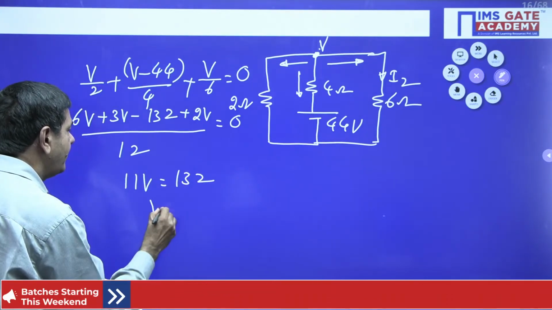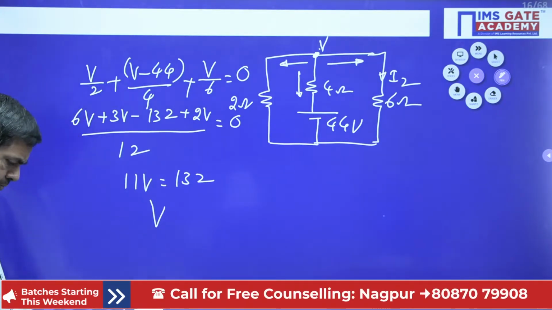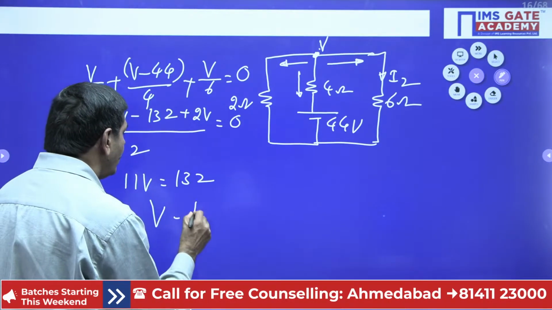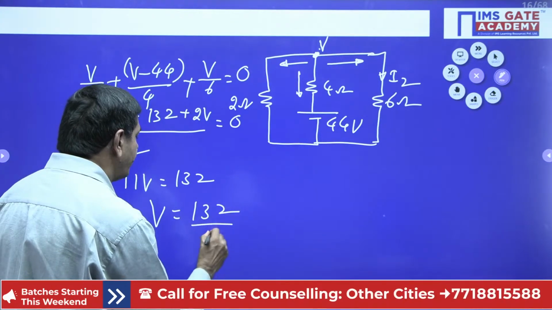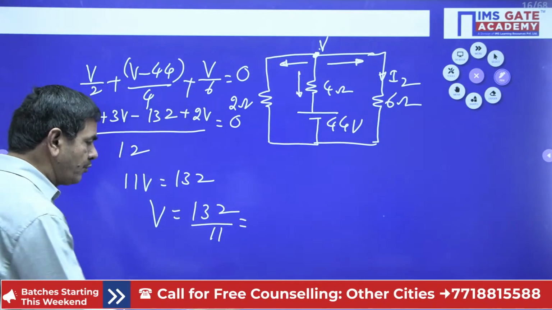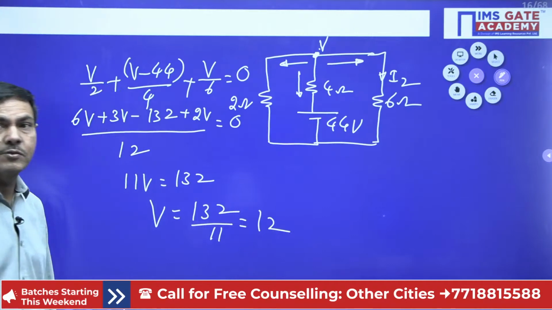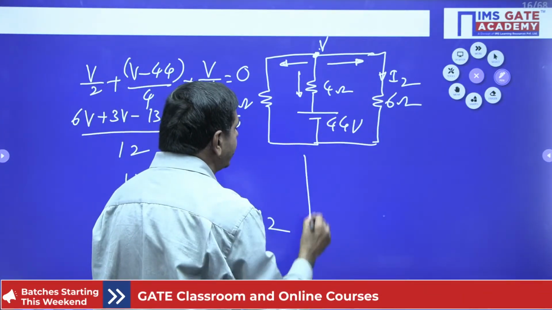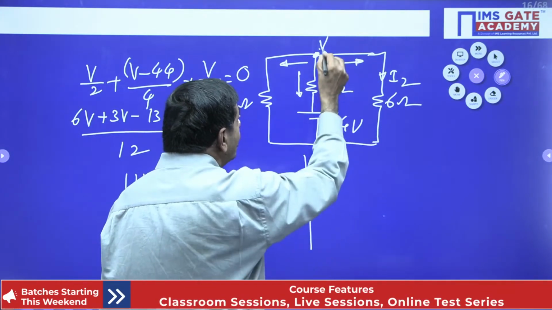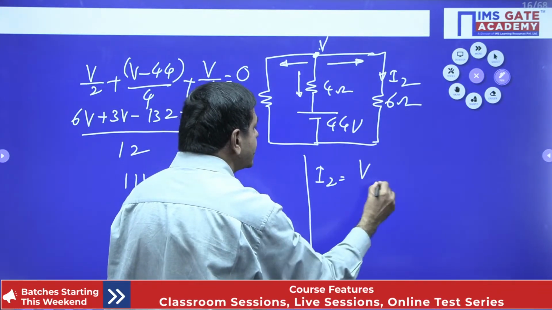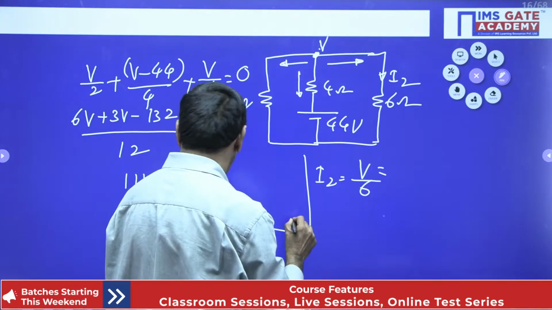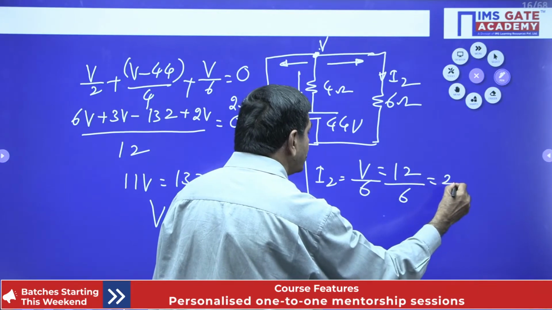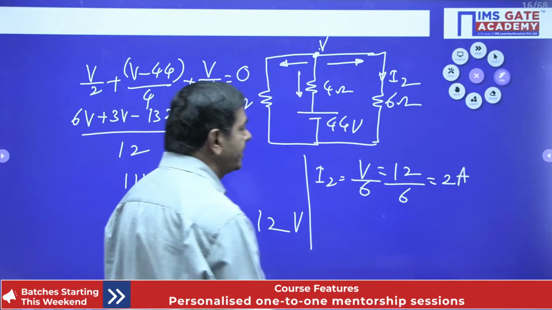Finally, we can calculate the V value: 132 by 11. If you use a calculator, its value comes as 12. Once we get the voltage V, you can find the I2 value. I2 equals voltage by resistance, V by 6. V is 12 volts, divided by 6. I get 2 amperes of current here.